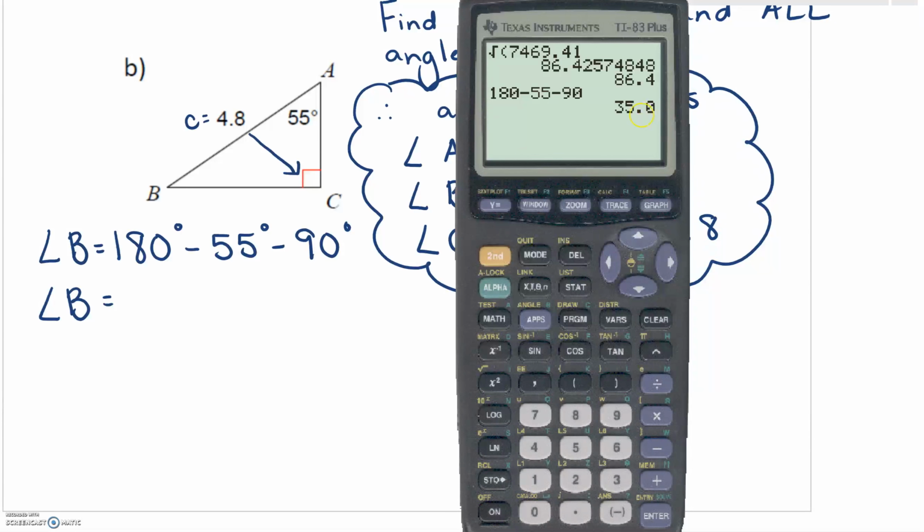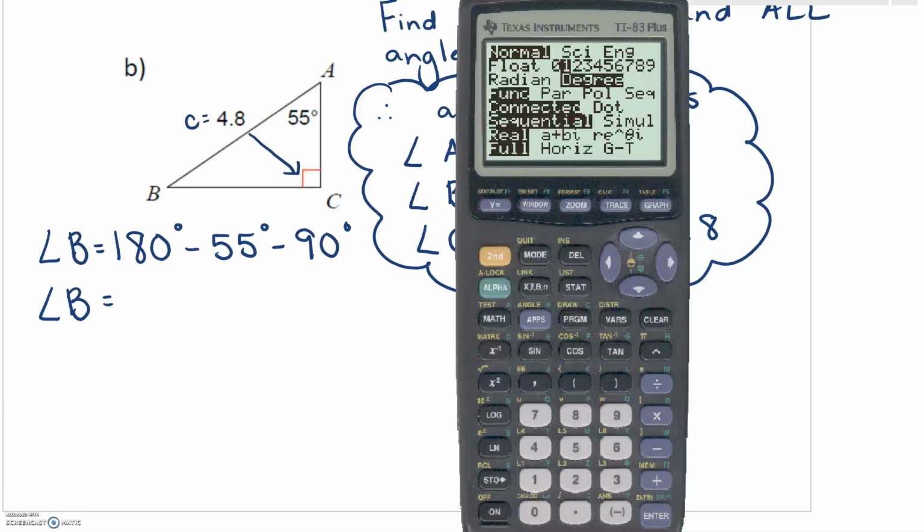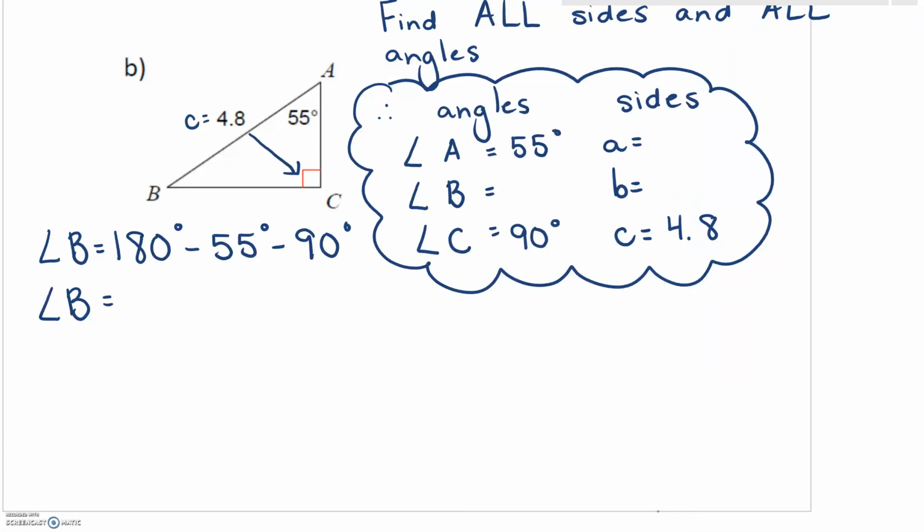Again, my float is on 1, so I can go ahead and change that back to float, clear out, press enter, and it gives me 35 degrees. So if you have something different on your screen, just make sure you look at the float. So I've got angle B now. Maybe I'll put that in my triangle and in my chart. I'm going to highlight them to show you that those are the ones that I found. Okay, so those ones I found.